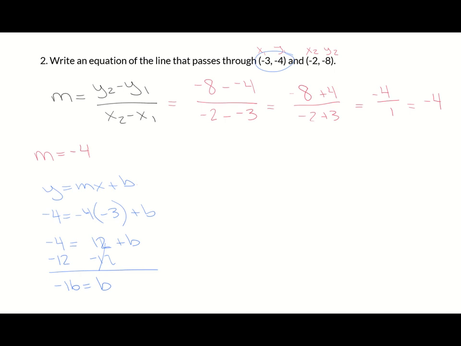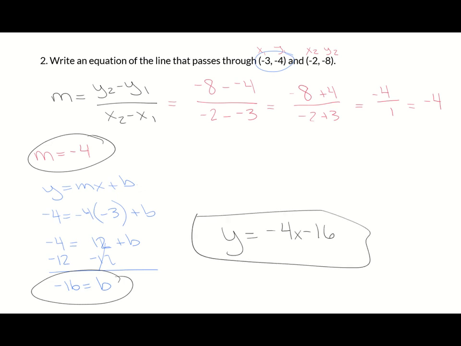So all I have to do is plug in what I found for slope and my y-intercept, and I get y equals mx plus b, so -4x minus 16 as my answer.